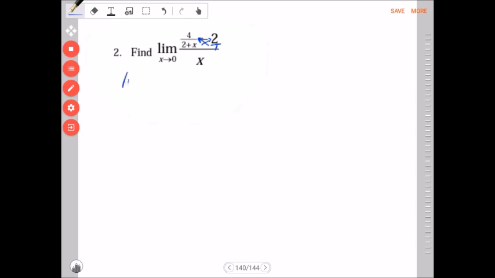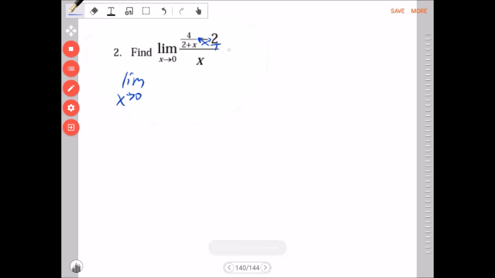So this is the limit as x approaches 0. Okay, there, I didn't follow my own advice again. 4 divided by 2 plus 0, that's just 2. 4 divided by 2 is 2. So 2 minus 2 is 0, and then x is 0, so this is 0 over 0. Well, it's a good thing because I kind of designed them to be this way, but still.